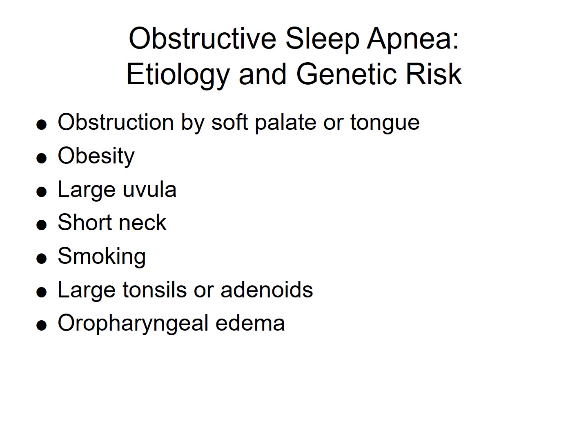Sleep apnea also occurs in children, and the most common cause is adenotonsillar hypertrophy. This is the abnormal growth of the pharyngeal tonsil, which is the adenoids, and also the palatine tonsils, which is really the tonsils. However, the majority of children have mild symptoms and many of them outgrow the condition.